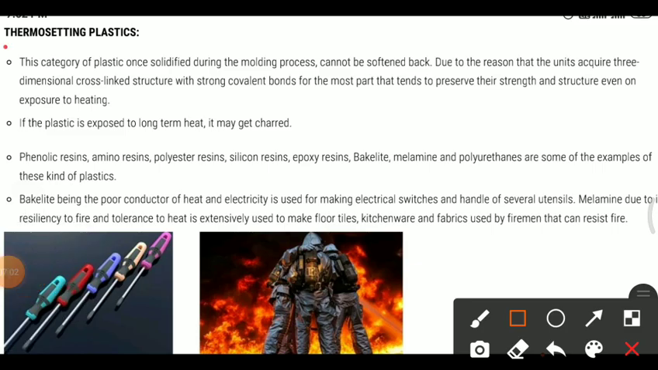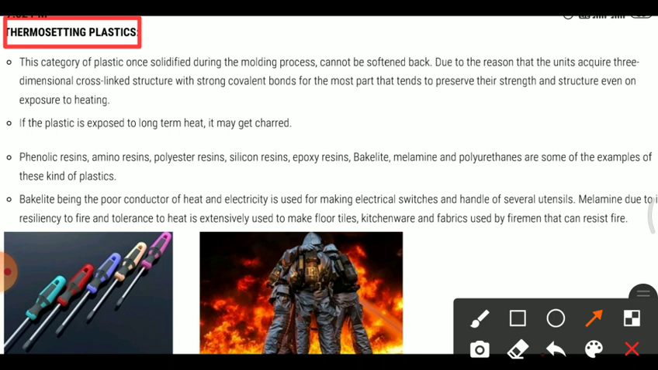Next is thermosetting plastic. There are some plastics which when molded once cannot be softened by heating. These are called thermosetting plastics. Two examples are bakelite and melamine. Bakelite is a poor conductor of heat and electricity. It is used for making electrical switches, handles of various utensils, etc.